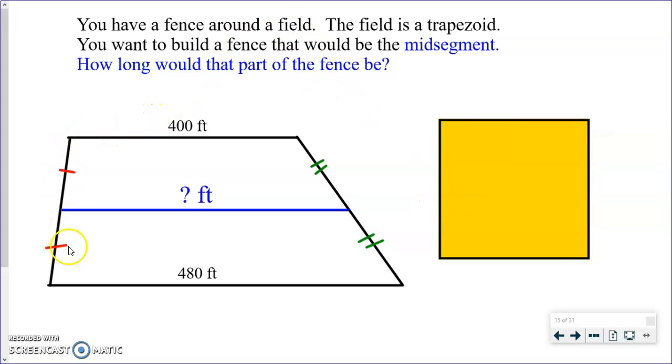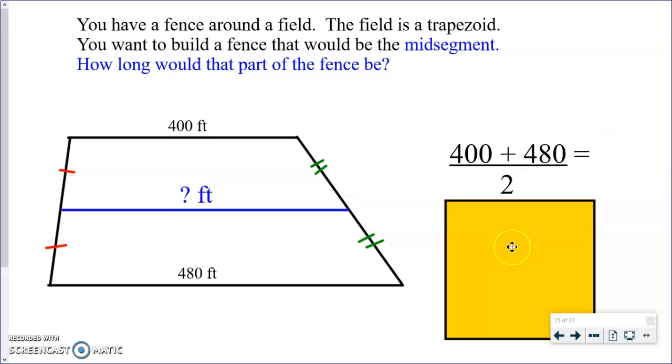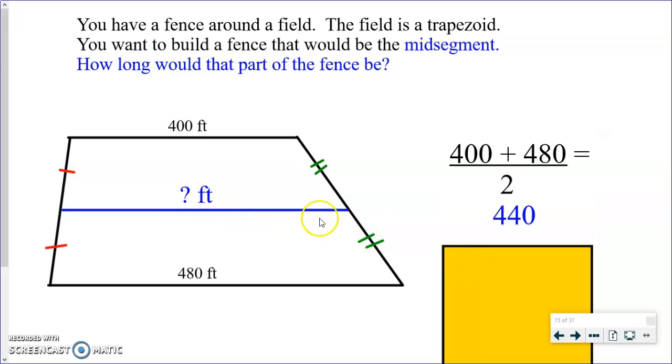All right, so if we had a field here, this little word problem, and the black lines, that's the fence that goes all the way around the whole field. We want to build another piece of the fence that connects the two midpoints. So that would be the mid segment. So how would we find out how long this part of the fence would be? To find the mid segment, you average the two bases. So 400 plus 480 divided by 2, we get 440.